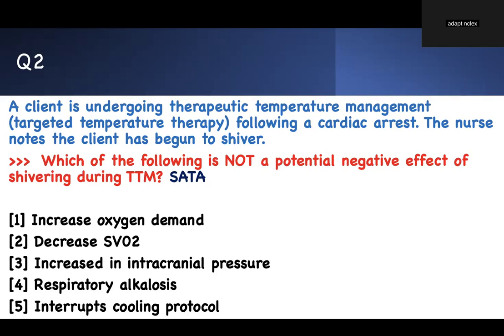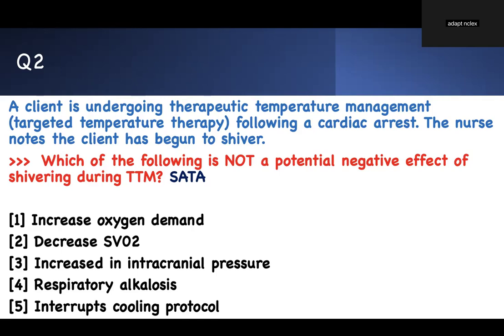Which of these is not a negative effect? You're shivering, think about it. Does shivering increase oxygen demand? Does shivering decrease SVO2? Does shivering increase intracranial pressure? Does shivering lead to respiratory alkalosis? Does shivering interrupt the cooling protocol? You see the way I'm using shivering. That is what you will focus on, right? Those are the buzzwords. This is the key.